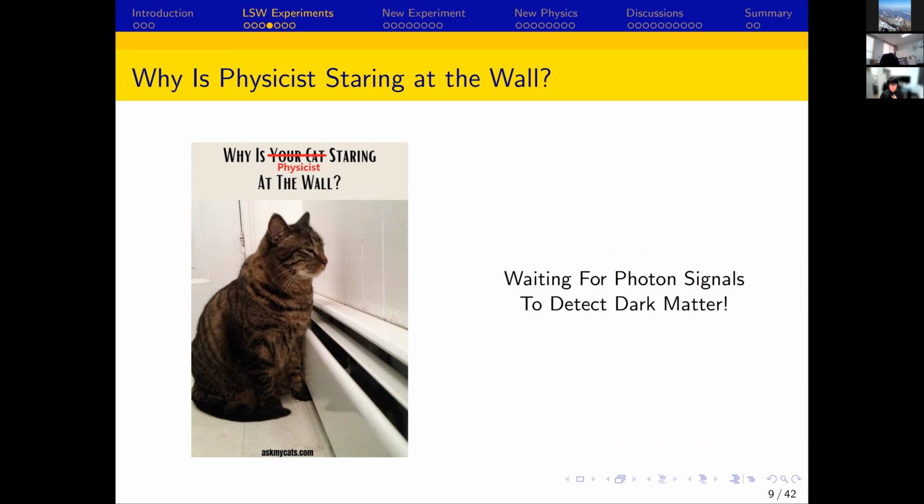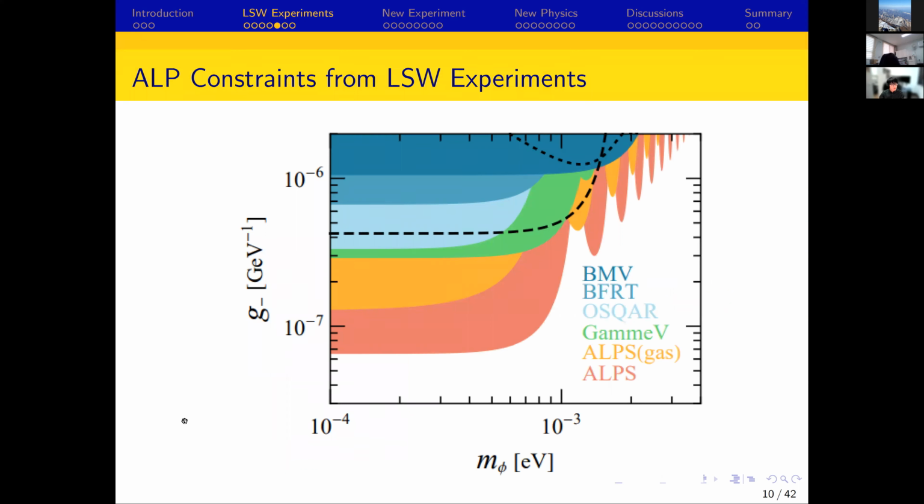This is a kind of crude summary of the LSW experiment. Using the LSW experiment, we can constrain the parameter space of axion-like particles. This figure is a constraint for axion-like particles. ALPS, the abbreviation of Any Light Particle Search, is the most precise LSW experiment so far. So this red line gives the strongest constraint.